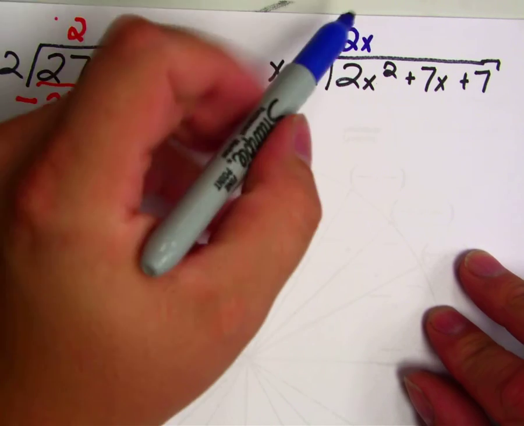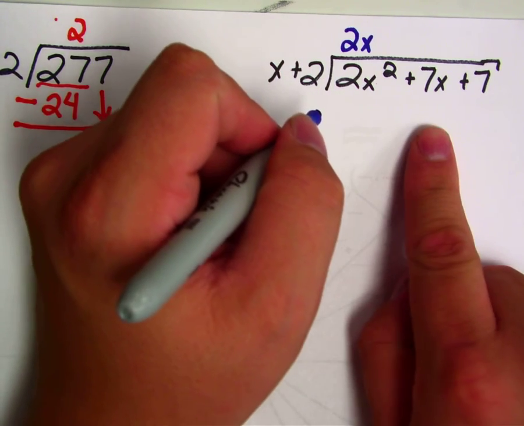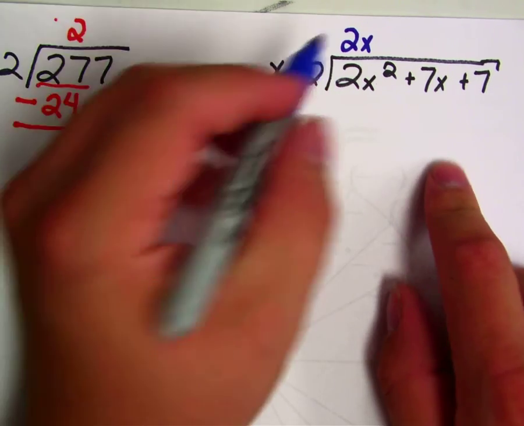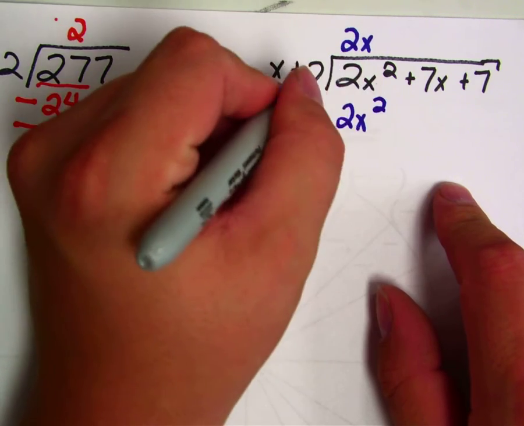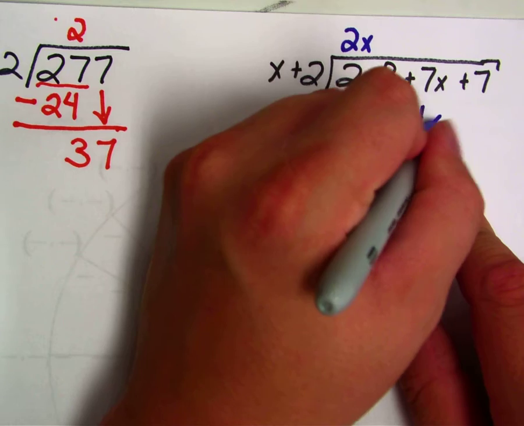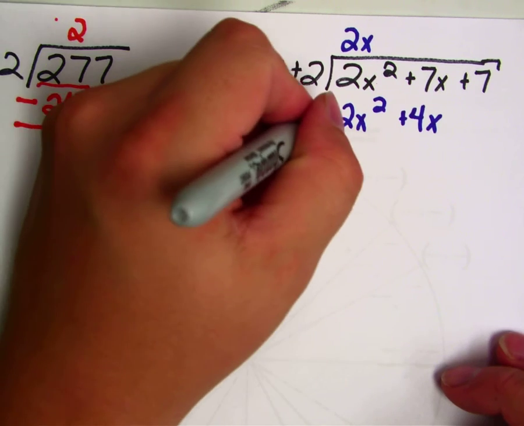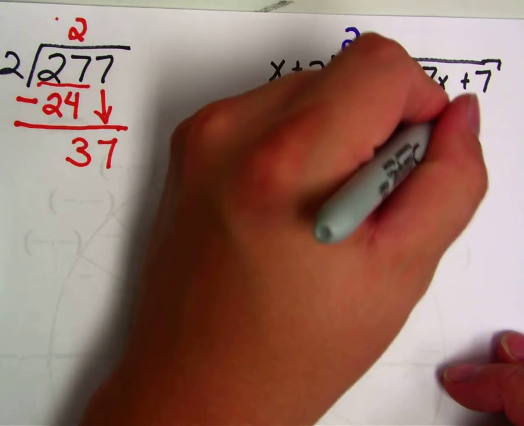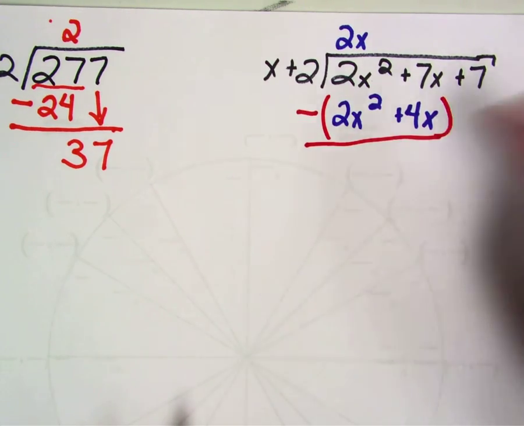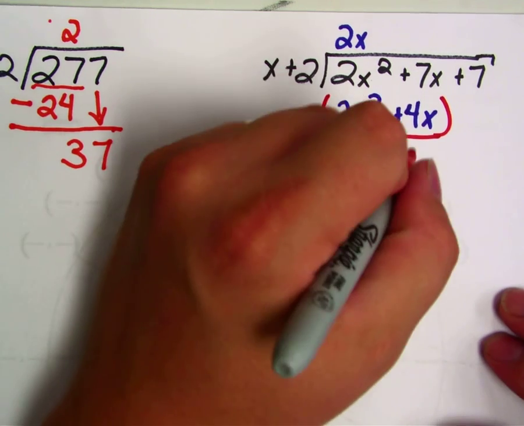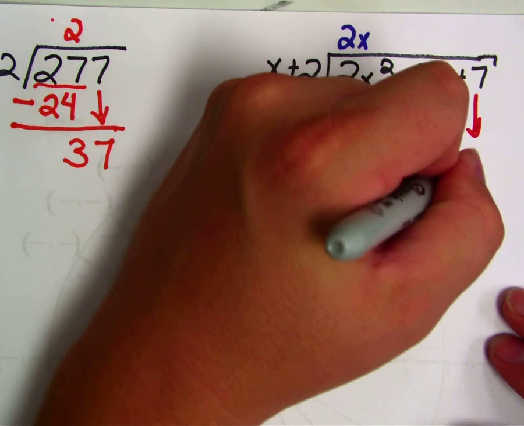I'm going to do the same thing, multiplying my x plus 2 times 2x, and I'm going to line up the positions, the x squareds and the x's here. So 2x times x is 2x squared, and 2x times 2 is 4x, positive 4x. Just like on the other side with the numbers, I'm going to subtract. The 2x squared minus 2x squared is going to cancel out and be 0. 7x minus the 4x is going to give me 3x, and I'm going to bring down my 7.